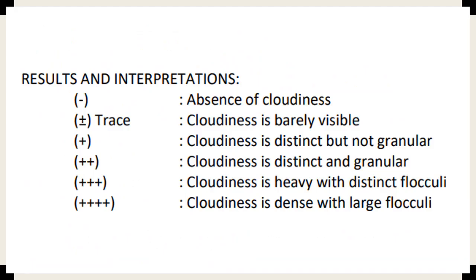Moving on, again, your results and interpretation, lifted from your module. Negative is absence of cloudiness, or no change in your clear urine. Trace, cloudiness is barely visible. Positive 1, cloudiness is distinct but not granular. Positive 2, cloudiness is distinct and granular. Positive 3, cloudiness is heavy with distinct flocules. Positive 4, cloudiness is dense with large flocules.